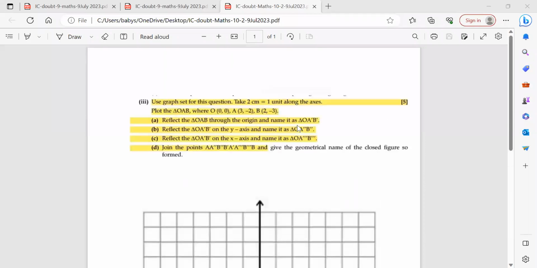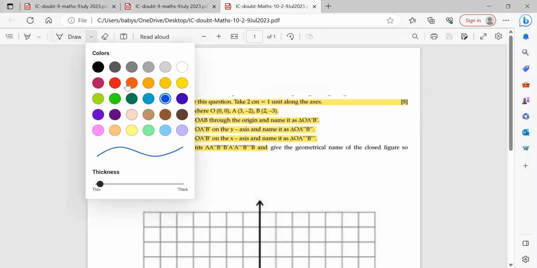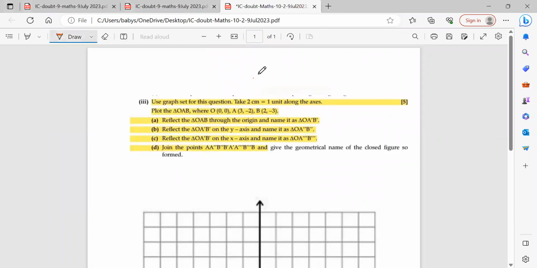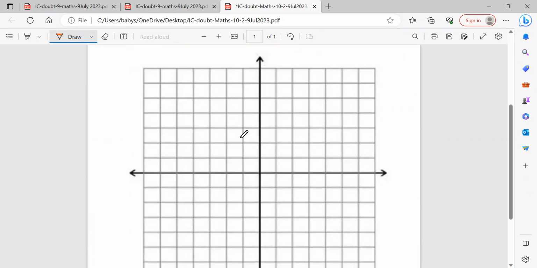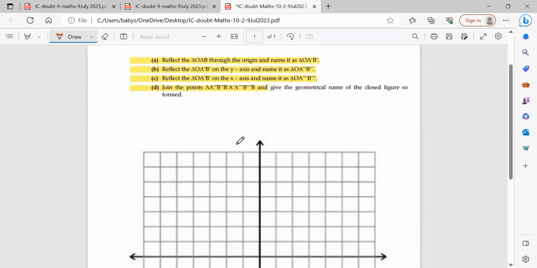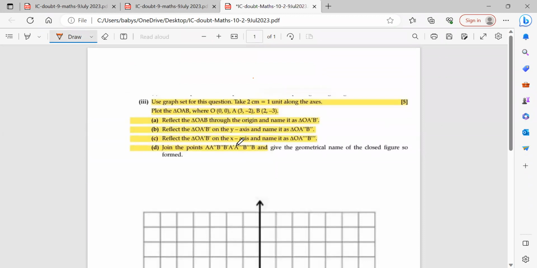Okay. So students, this is the next question related to graphs. Let me solve this. It says use graph sheet for this question, and it's again a 5 marker. Take 2 centimeters equal to all this. So again, as I told you, I'm using a normal graph sheet, which is an online version available to me. When you practice, please do use the 2 centimeter graph sheet.